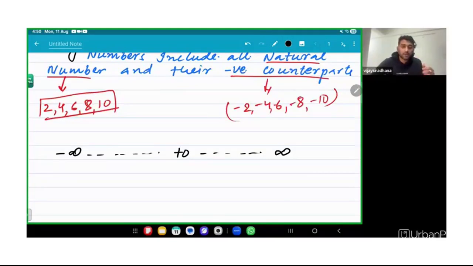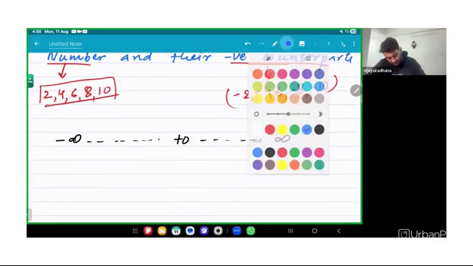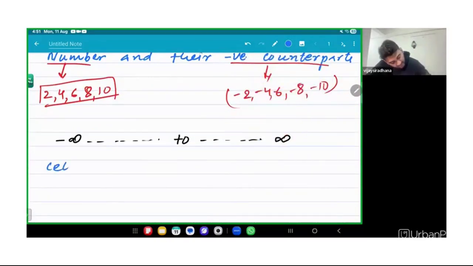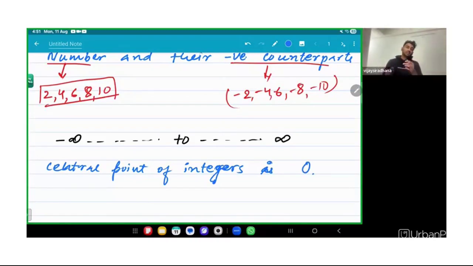Now, which point on the number line is the central point of the integers? The central point of integers is 0. 0 is the connecting point of the integers, right?